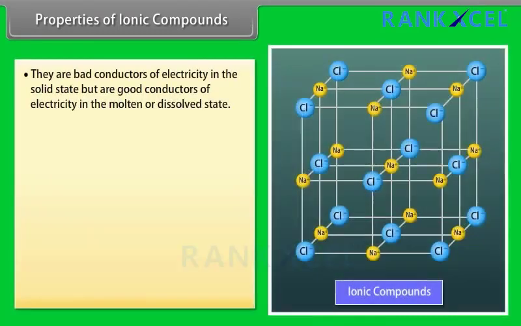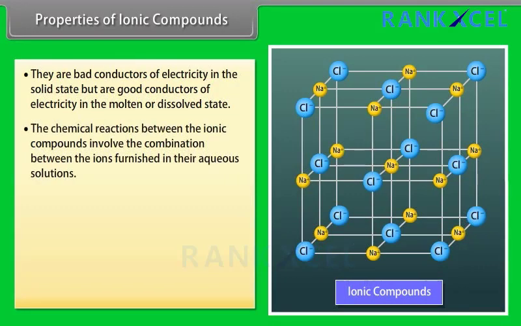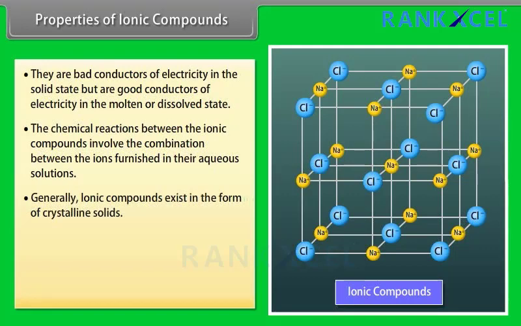Properties of ionic compounds. The common properties of ionic compounds are following. They are bad conductors of electricity in solid state, but are good conductors of electricity in molten or dissolved state. The chemical reactions between the ionic compounds involve the combination between the ions furnished in the aqueous solutions. Such reactions are called ionic reactions. Generally, ionic compounds exist in the form of crystalline solids. They have high melting and boiling points. It is due to very strong electrostatic force of attraction between oppositely charged ions.